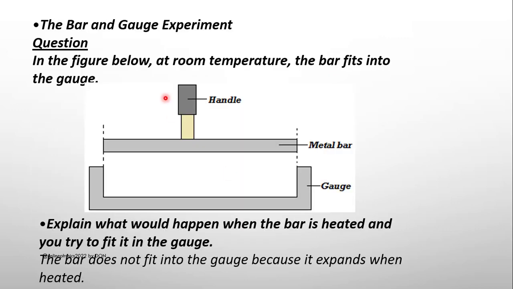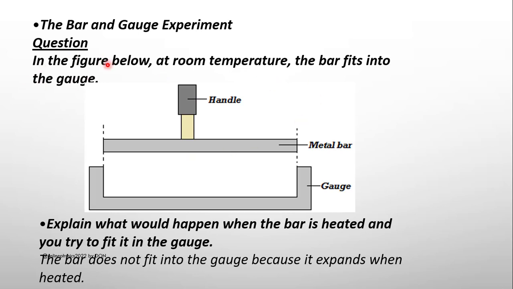Then now we have another experiment, which is the bar and gauge experiment. And in this experiment, we have a form of a question here. As you can see in the diagram on our screen, we have the gauge, which is down here. You can see the red cursor. Then we have the metal bar up here. So now, at room temperature, this metal bar can be fitted perfectly inside this gauge. But then, once this metal bar is heated, we are going to see a difference.